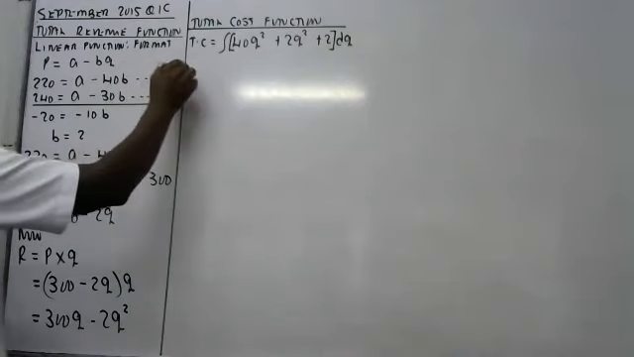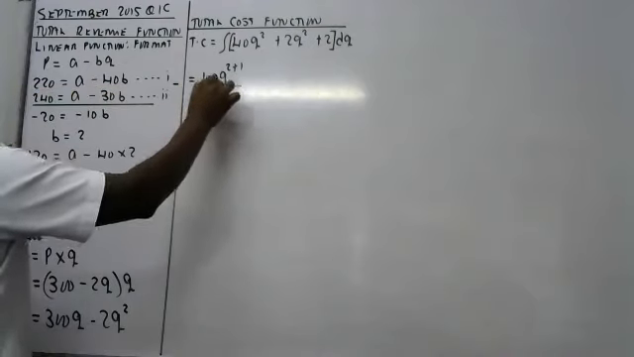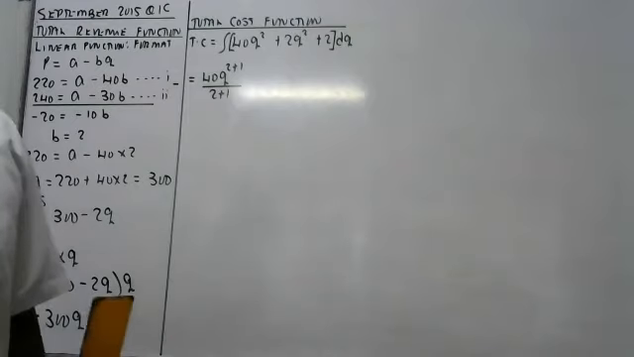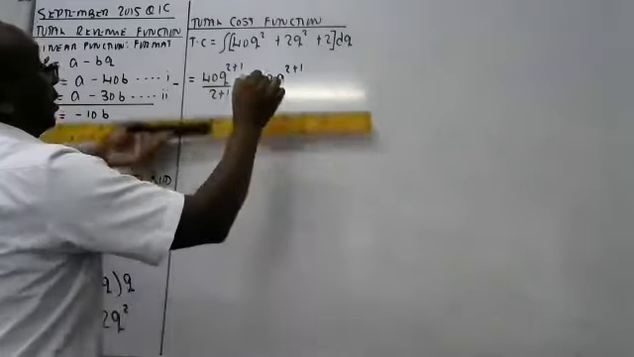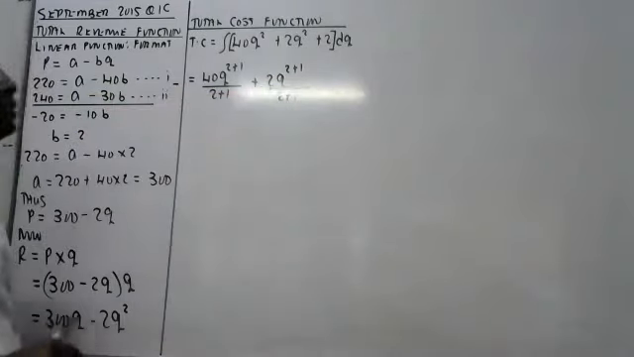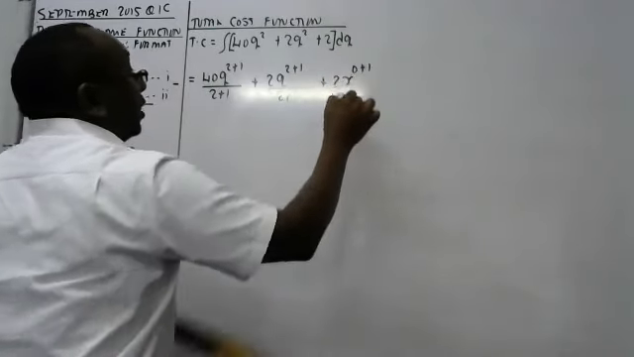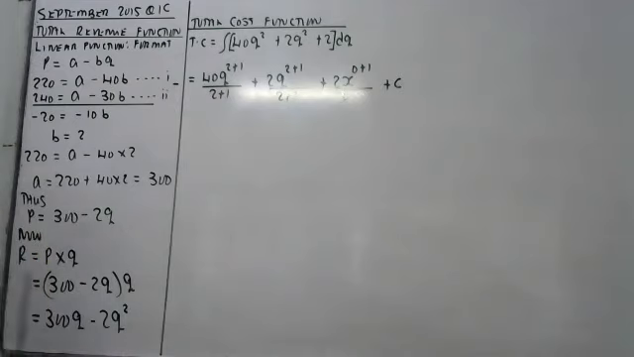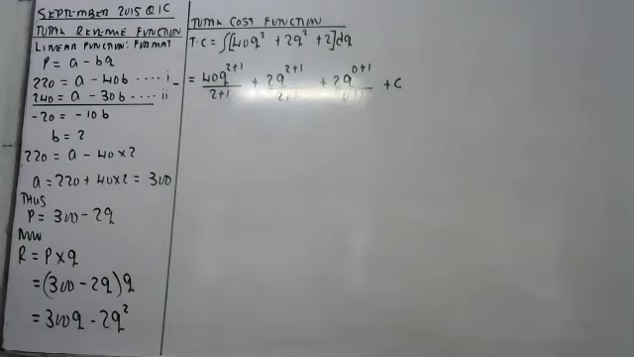To integrate, you take 40Q, you add back 1 to the power, and you divide by the new power, which is 1 plus 1. We are integrating because we have been given the marginal. When you're given marginal, you integrate. Then 2Q squared, you add back 1, you divide by 2 plus 1. Then 2, which is 2 times Q to the power 0, you add back 1, you divide by 0 plus 1. Then you add C, the constant of integration. Sorry, it's Q now; I'm confusing X and Q, they're used interchangeably.